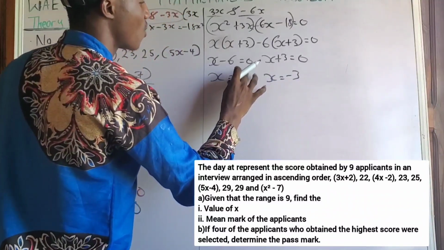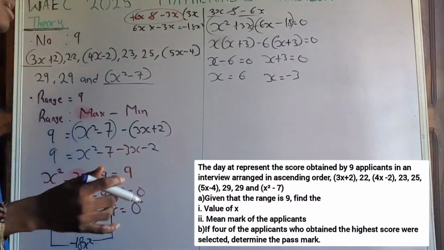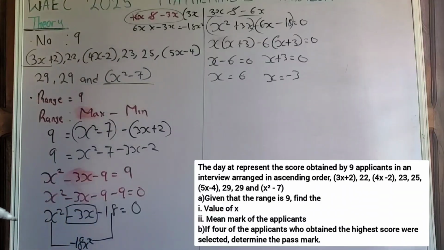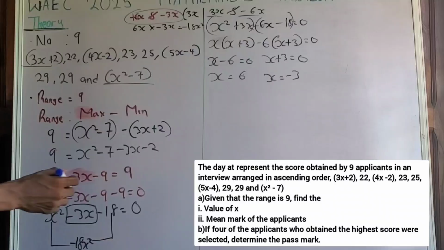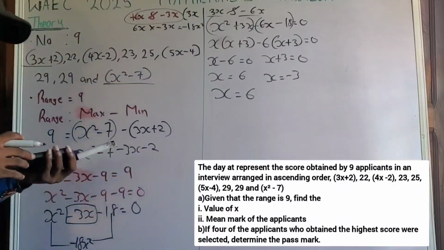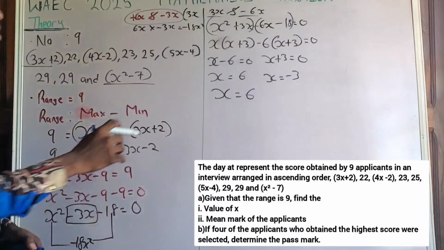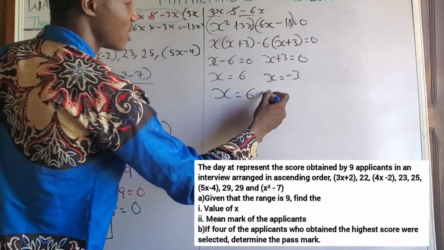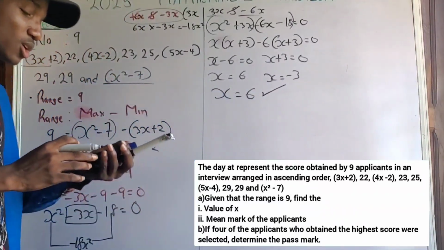Now we are going to choose the positive value of x. Do you get it? The positive value of x is 6. So I'm going to have x equals 6. The value of x is 6 or minus 3, but the positive value is what you are looking for.